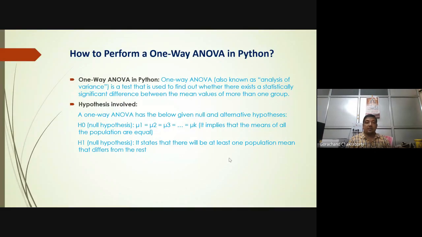H0, the null hypothesis: mu1, mu2, mu3 and so on are equal, which implies that the means of all the populations are equal. And H1, the alternative hypothesis, states that there is at least one population mean that differs from the rest.